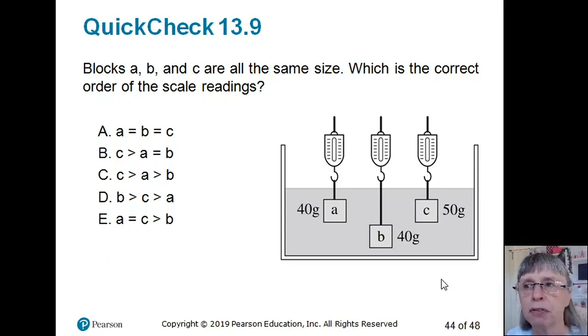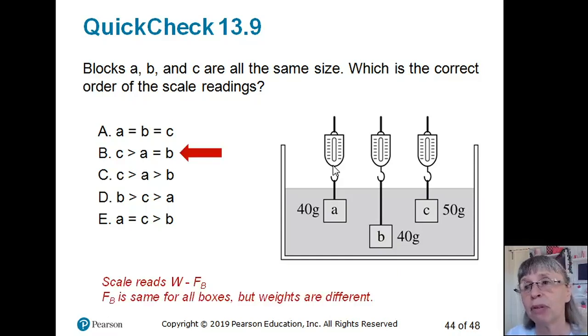So this one's a little different. Here we've got those blocks hanging from a scale. And in this case, we're not asked for the buoyant force. We're asked for the reading on the scale. So here we're going to need to think a little bit about the free body diagram before you answer. Give it a thought for a minute and see what you think.